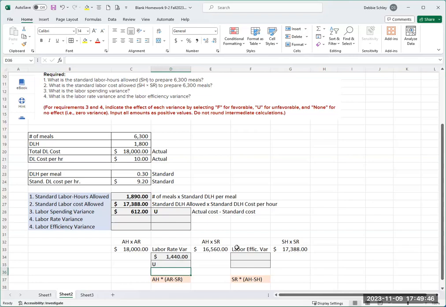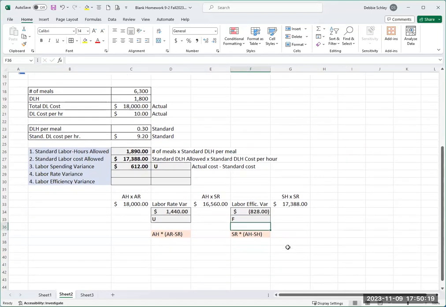Labor efficiency variance is going to be actual hours times standard rate minus standard hours times standard rate. And so this is my standard. This is what I thought should happen. This middle one is actual hours times standard rate. And so actual is less than standard, and so that is favorable.